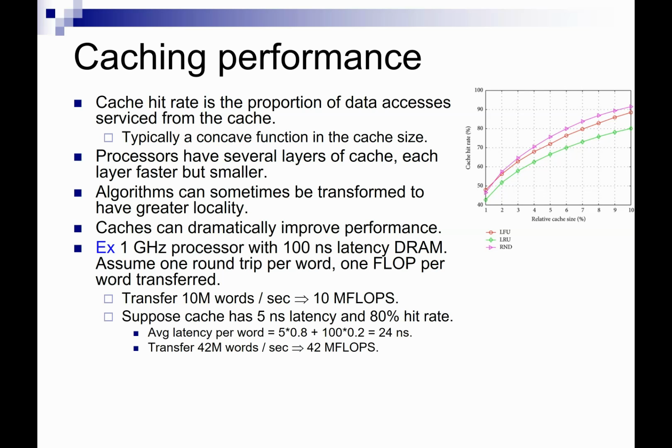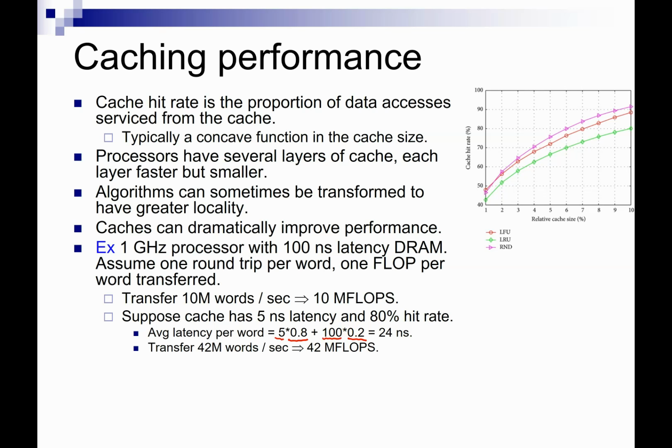Now suppose you add a cache to this processor, and suppose the cache has 5 nanoseconds of latency. Furthermore, suppose you have an 80% cache hit rate. Then on average, the latency you incur per word is that 80% of the time it takes 5 nanoseconds to fetch the word because we can get it from cache. And 20% of the time we miss in the cache, and we have to go out to memory, which costs 100 nanoseconds. So on average, each word is going to take us 24 nanoseconds to fetch.